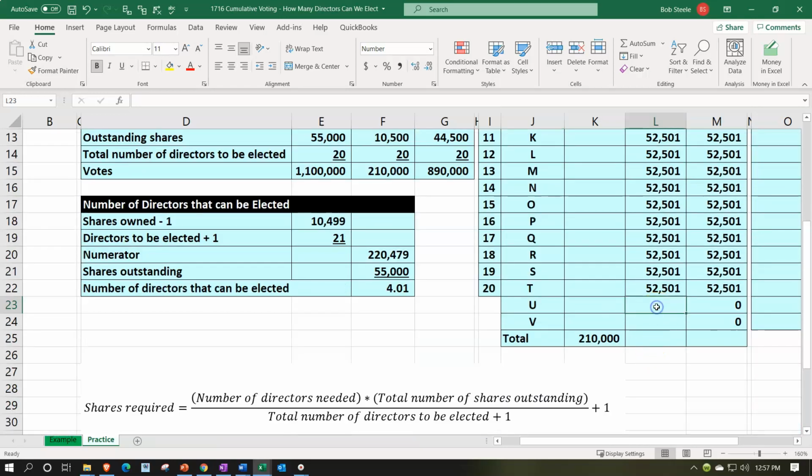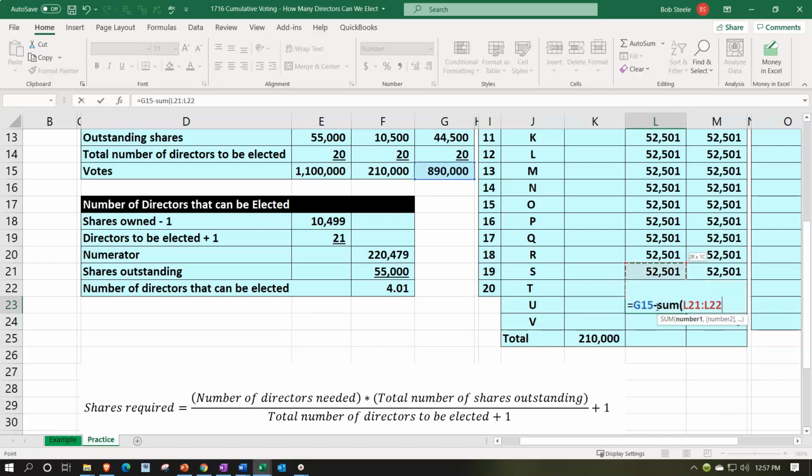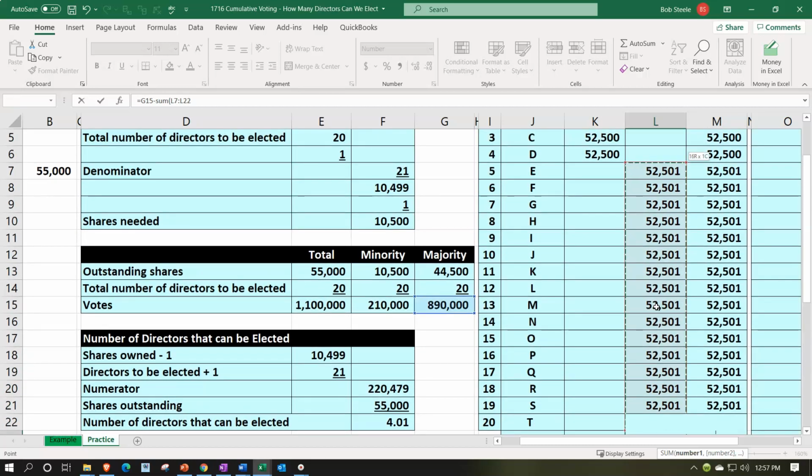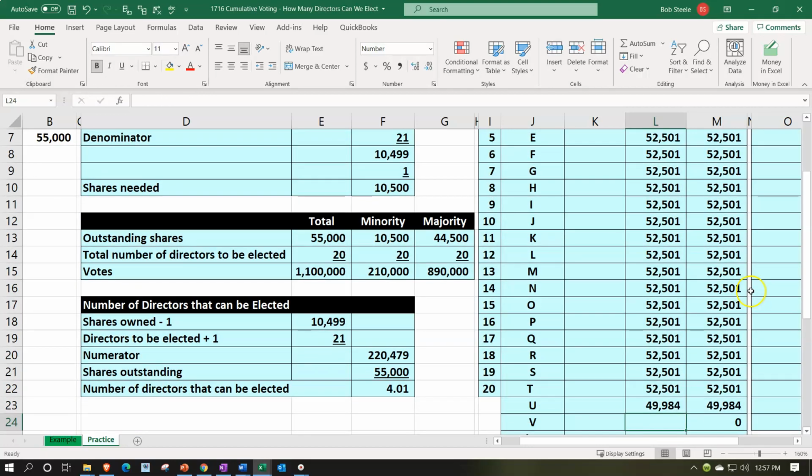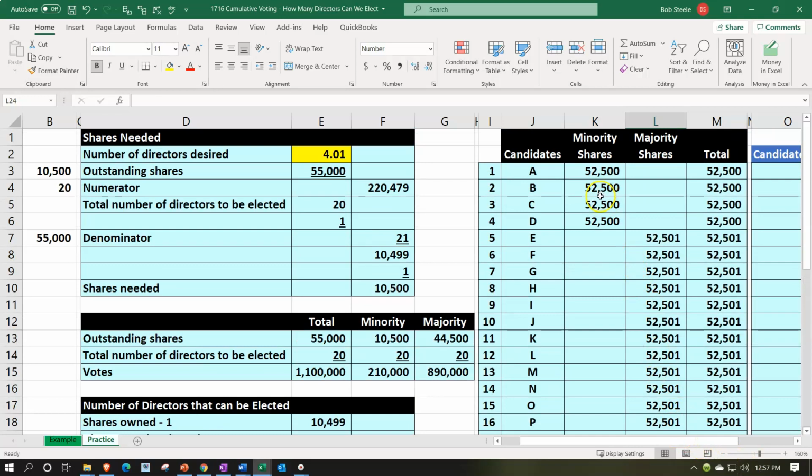So we can say, all right, well, how many votes do we have left? We've only got 890,000 total minus the sum of these that we just handed out, that we thought about. So that's the 49,984. So see, it's not enough to beat these 4 out.